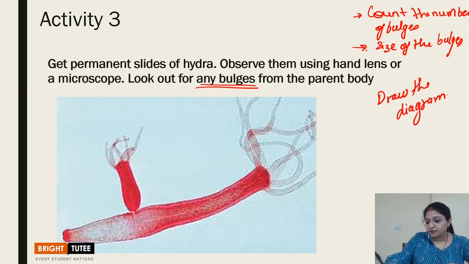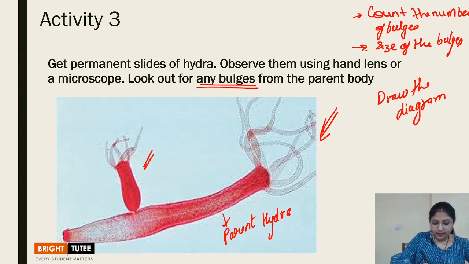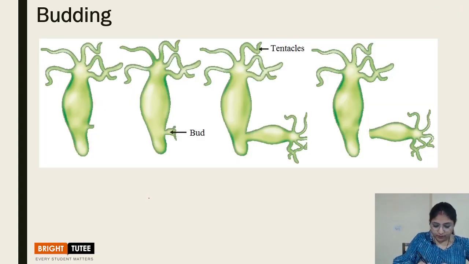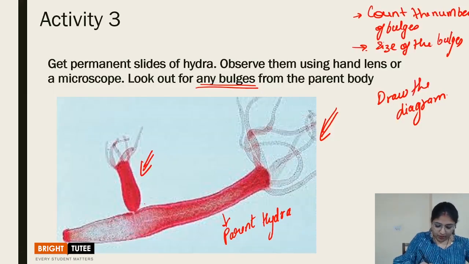So this organism which you are able to see, students, is a hydra. And over here you can see a parent hydra. And over here you can see the offspring, right? And as you can see over here, if you observe, you will find that this smaller hydra, that is the offspring, is attached to the parent hydra. How does this happen?